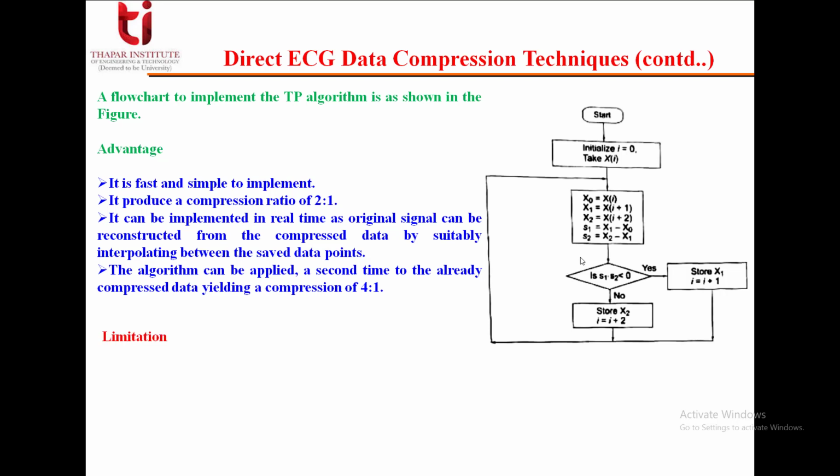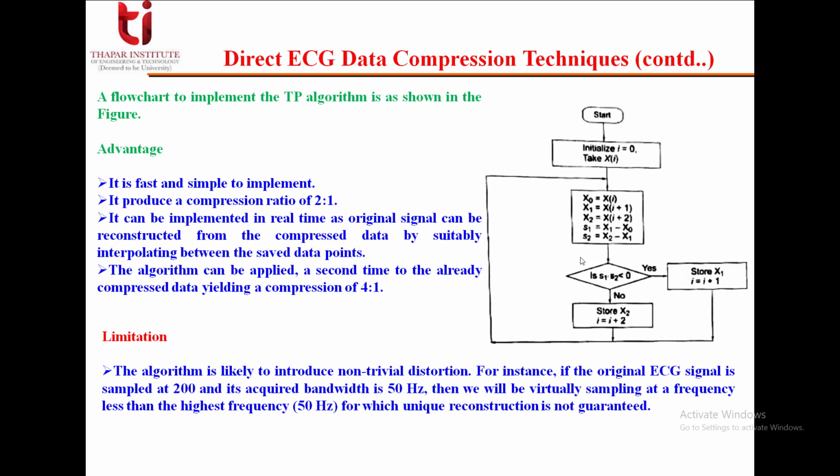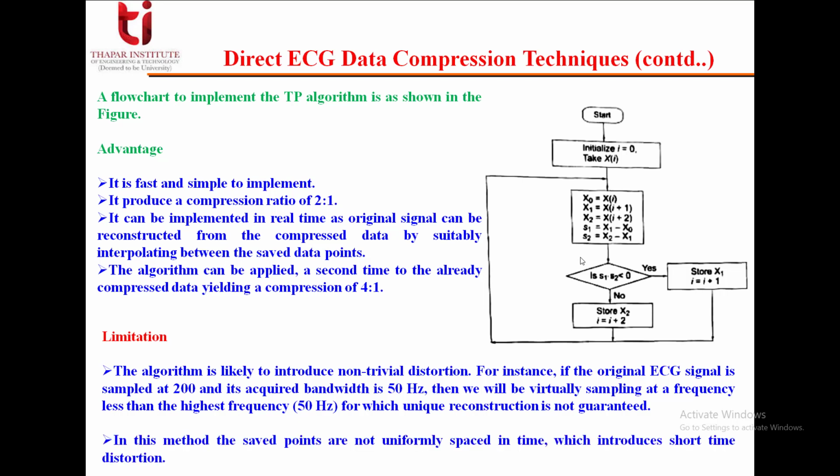Now, what is the limitation of this method? The algorithm is likely to introduce non-trivial distortion. For instance, if the original ECG signal is sampled at 200 Hz and its acquired bandwidth is 50 Hz, then we will be virtually sampling at a frequency less than the highest frequency, that is 50 Hz, for which unique reconstruction is not guaranteed. In this method, the saved points are not uniformly spaced in time, which introduces short time distortion.